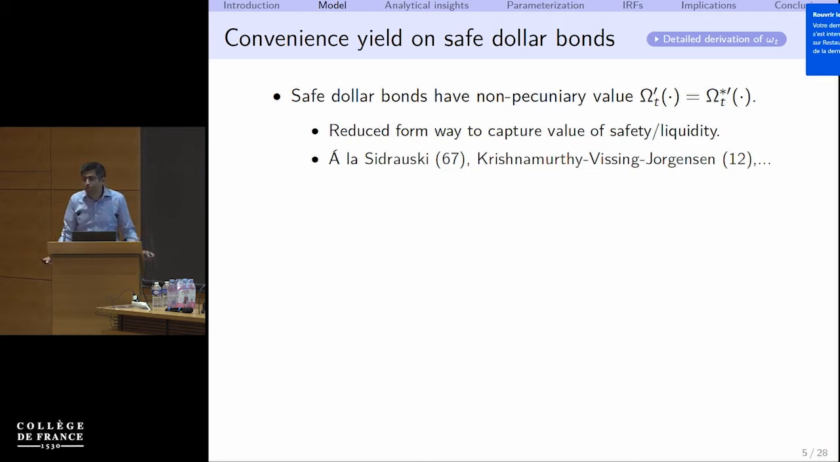And let me now comment a bit on what's going on here. This is a very reduced form way, albeit a common way, to capture the safety or liquidity value of certain financial assets. It follows in the tradition of Sidrauski or Krishnamurthy and Vissing-Jorgensen, thinking about liquidity benefits of certain interest-bearing assets as analogous to the liquidity benefits of money. And so in the same way we might put money in the utility function, here we're putting bonds in the utility function. There are alternative microfoundations, like my co-author has in his job market paper, thinking about bonds being used as collateral. We conjecture you'd have very similar results.